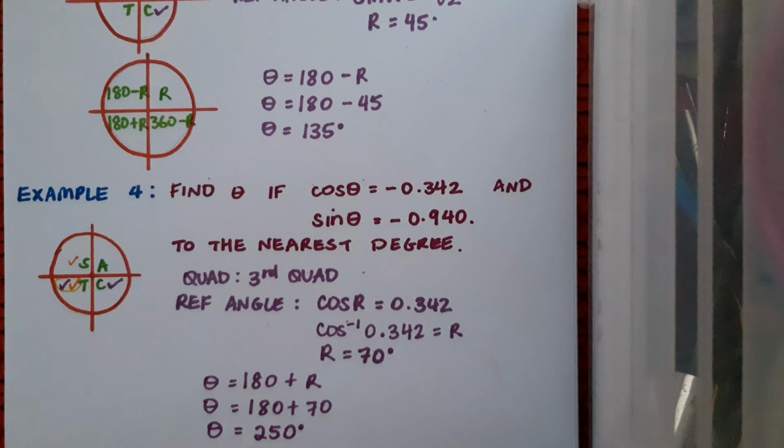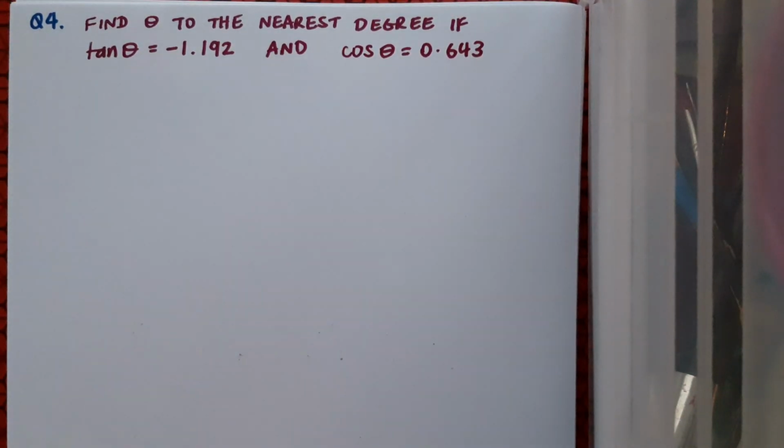Okay, one last question now, for you. So your question is to find theta to the nearest degree if tan theta equals minus 1.192 and cos theta equals 0.643. Pause the video here while you do this and then play to see if you're correct.